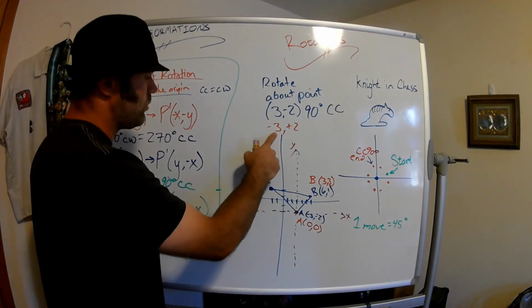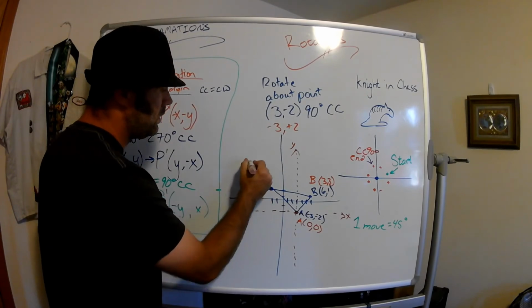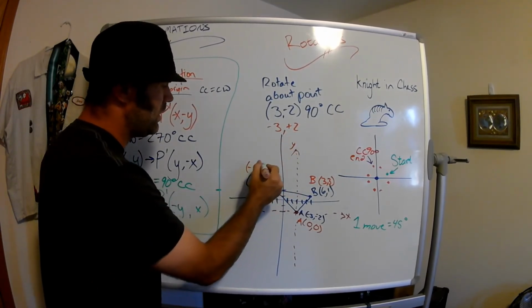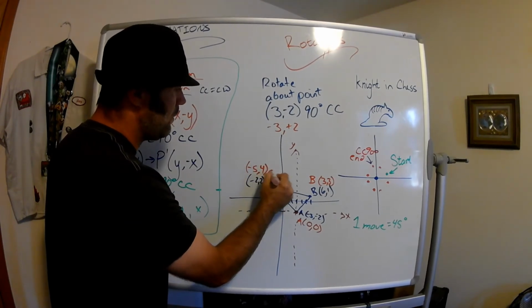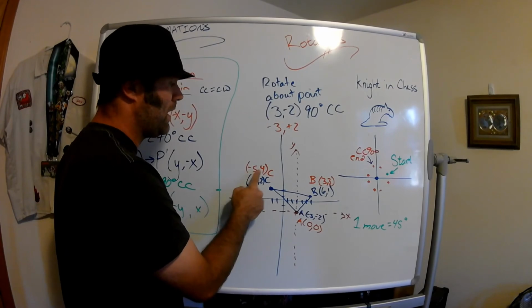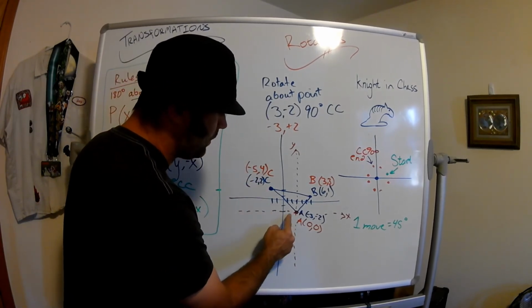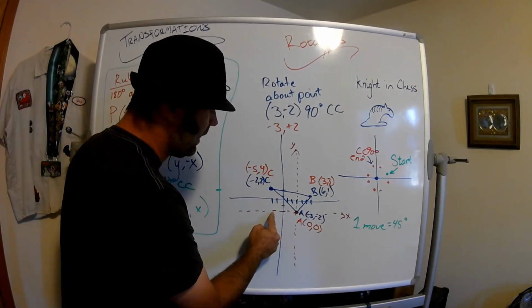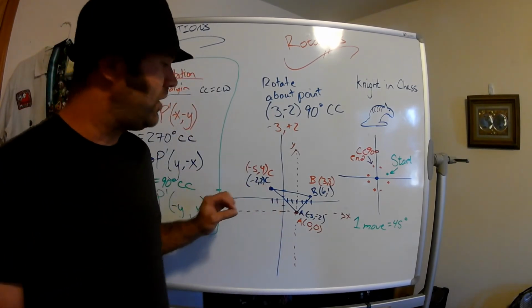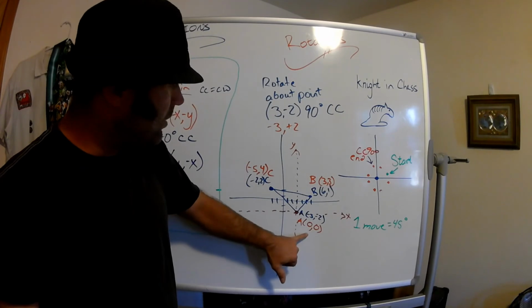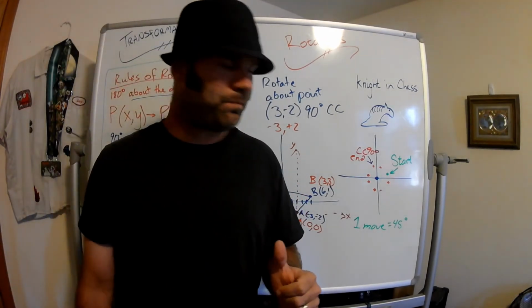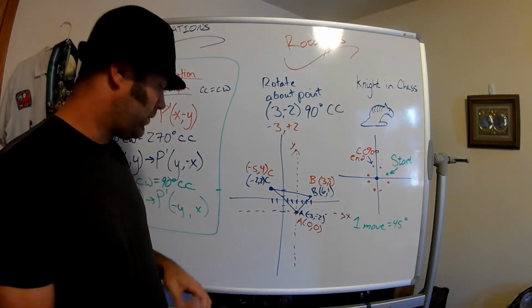And then we need to subtract 3 from -2 to get -5, and add 2 to 2 to get 4, and that will be our new c. From this point, we're going to go left 5, up 4. Left 1, 2, 3, 4, 5, up 1, 2, 3, 4. And there you go, that's our new c. So in the red, we've got (0, 0), (3, 3), and (-5, 4). Those are our 3 new points.